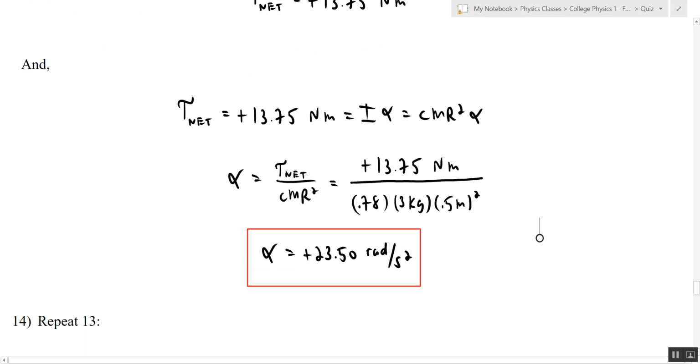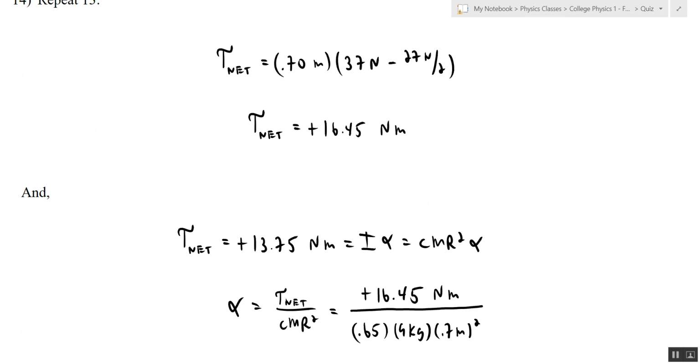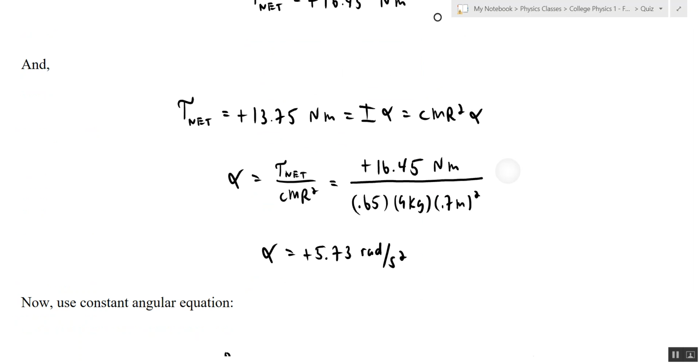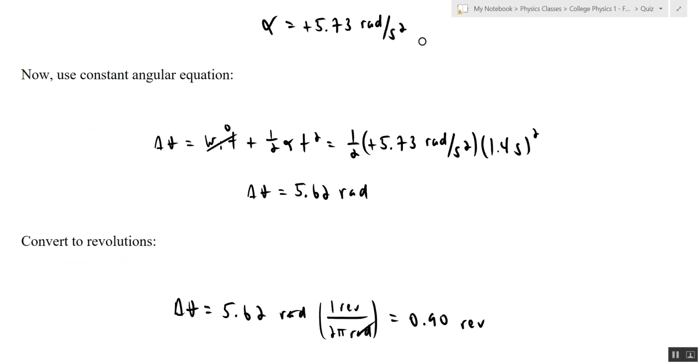13 is just one more step from 12, and 14 is just one more step from 13. So you find the net torque as you did in 12. You find alpha as you did in 13. And then you do one more step: you have to use a constant angular acceleration equation to figure out how many revolutions it makes.